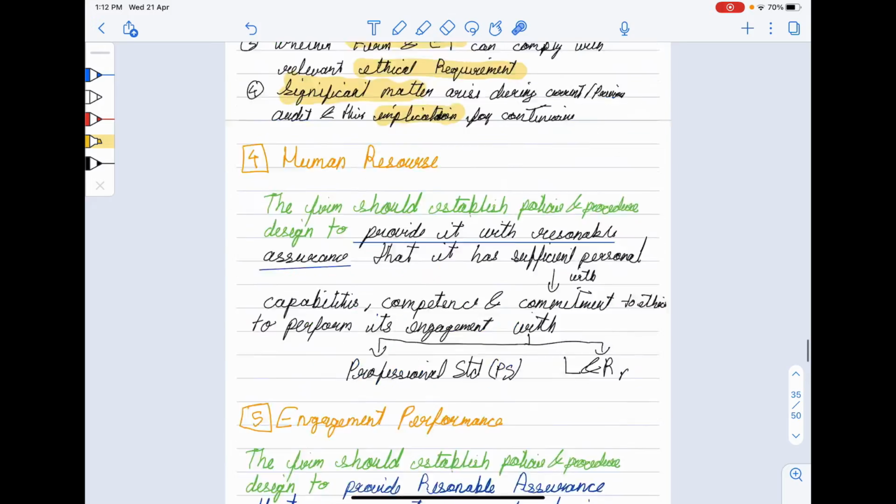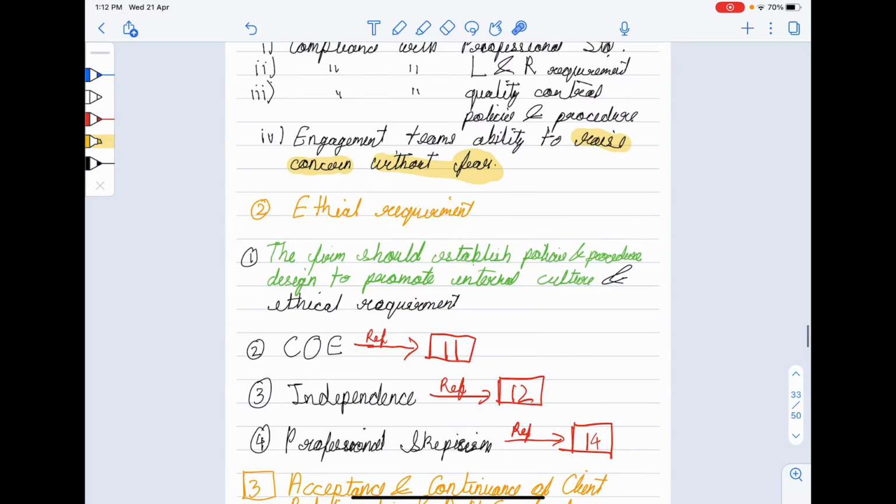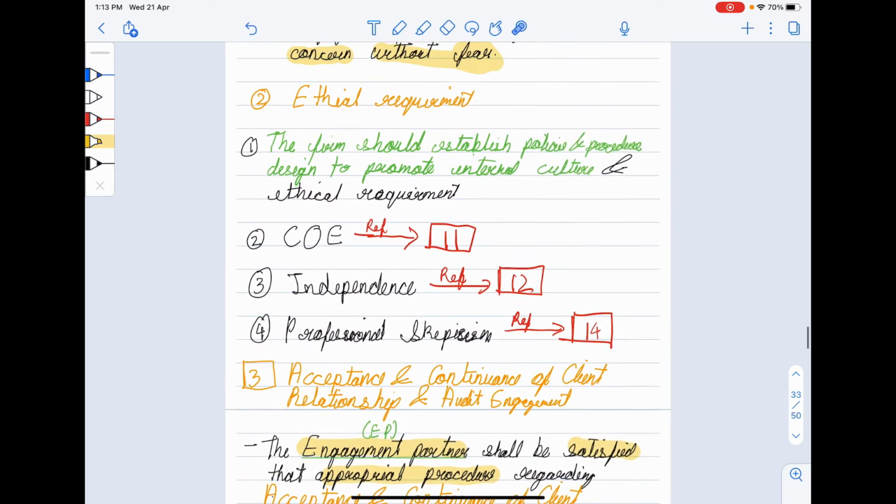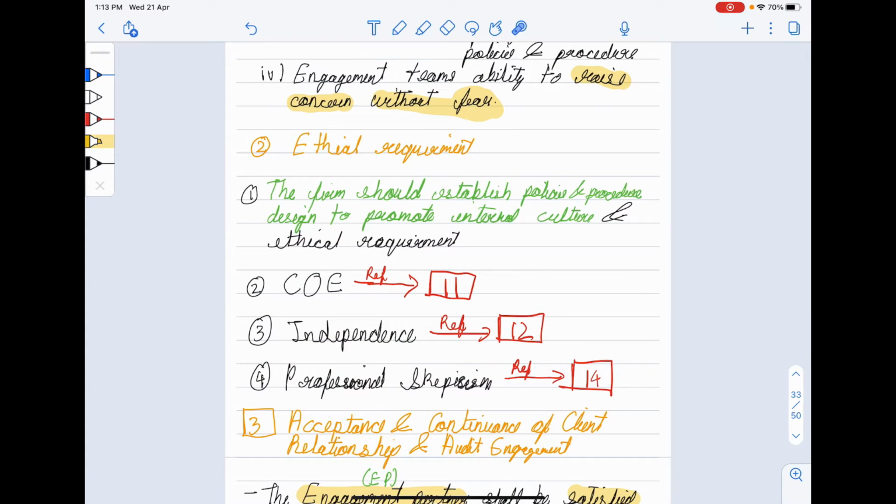So these three points we need to mention in ethical requirement. First, we need to give an introduction that the firm should establish policies and procedures designed to promote internal control, internal culture, and ethical requirement. Then we need to mention the five fundamental principles of code of ethics, then independence, and then we need to mention independence of mind and independence of appearance, then professional skepticism, that professional skepticism is related to questioning mind.